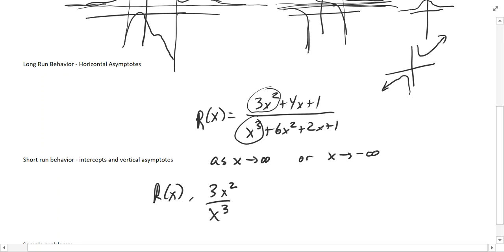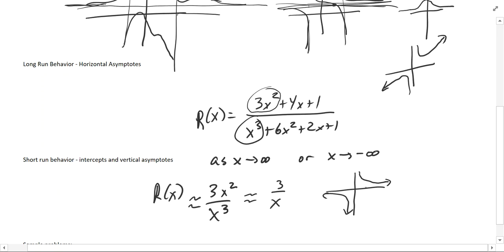R of x is going to look kind of like the 3x squared over x cubed, because in the long run, what matters on top is the 3x squared, and what matters on the bottom in that polynomial is the x cubed. Of course, 3x squared over x cubed is going to simplify in the long run to something like 3 over x. And so that's a nice function. That's not a power function, and we know what happens with the power function y equals 3 over x. In the long run, it looks something like this.